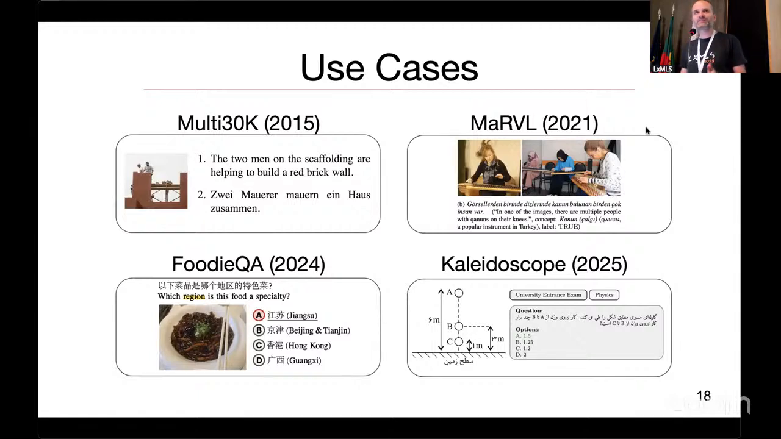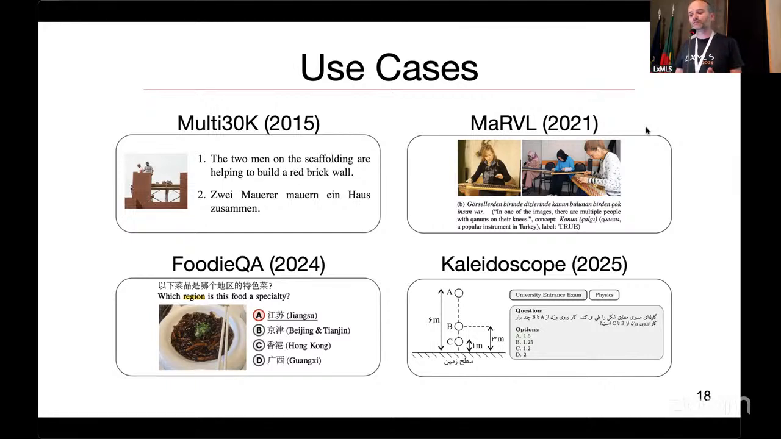So back in 2015, we created a dataset called Multi30K, which is the first dataset for multilingual multimodal understanding for English and German. And then in 2021, we created MaRVL, which is a dataset for understanding visual reasoning across different languages and cultures, which is now a huge area of interest in research in NLP.